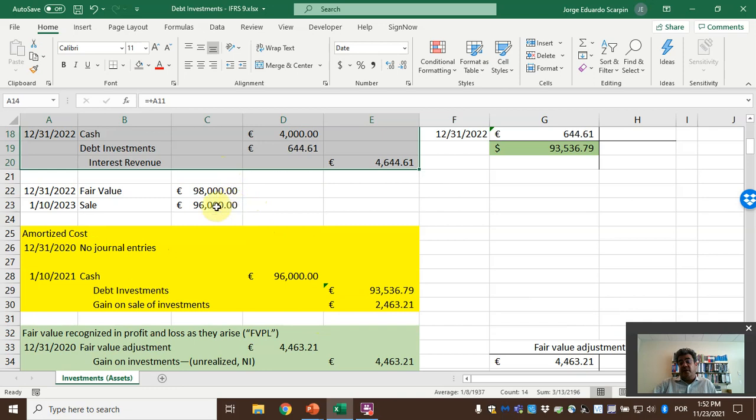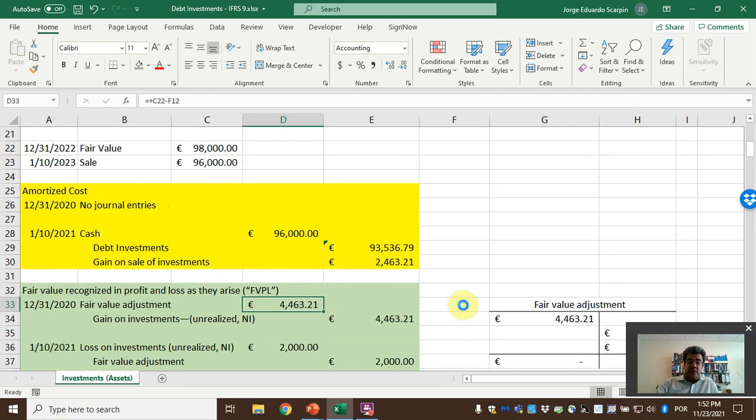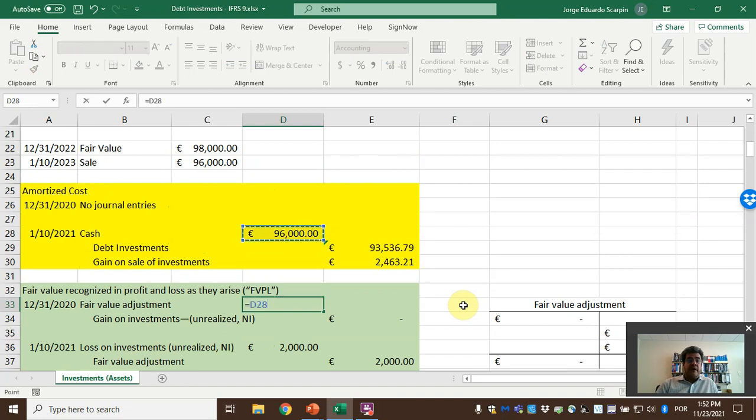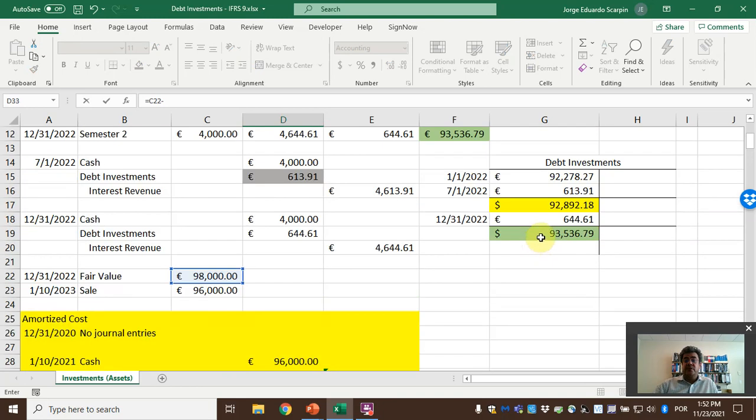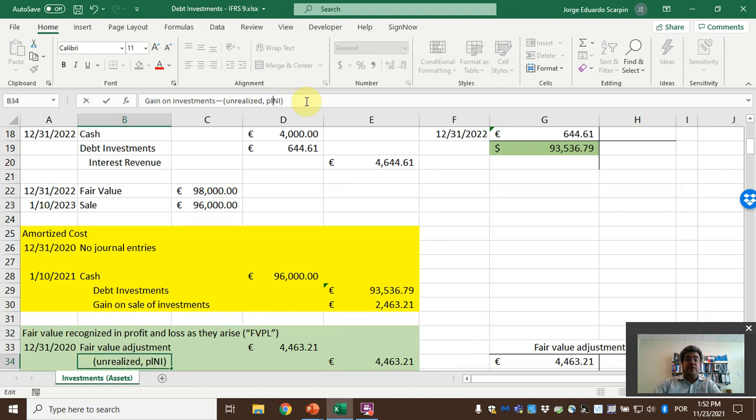Okay? So, fair value adjustment. How do we find these 4,000 euros here? Fair value, 98 minus the ending balance. 4,463.21 euros. And then gain on investment, unrealized gain, but on net income or profit and loss.